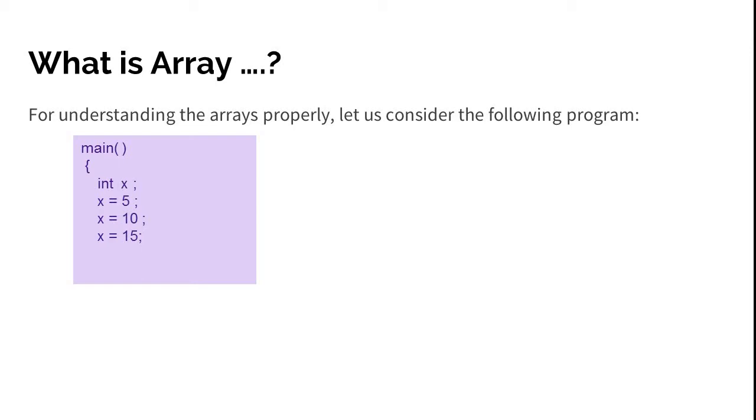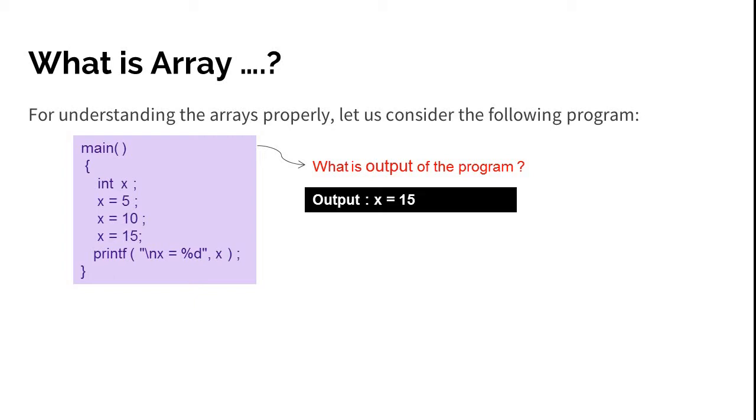So we have assigned a different value in each next instruction, and now I am printing this statement: printf x is equal to percentage d, which means I am going to print the value of x as my output. So the question for you is, what is the output of the program? Can you guess what the output of x would be? It will be x is equal to 15.